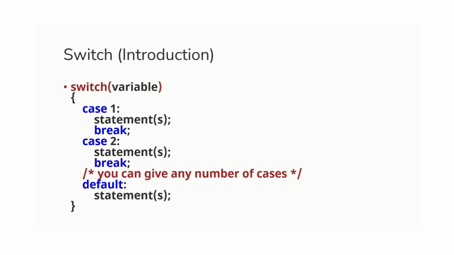Now let's understand the structure of a switch case statement. First we write the keyword switch followed by the variable name or expression that we want to evaluate. Then we write the cases, for example case 1, the statements that should execute if the variable matches value 1. Case 2, statements that should execute if the variable matches value 2. After each case we must include a break statement, otherwise execution will fall through to the next case. Finally, we add a default case which executes when none of the specified cases match.